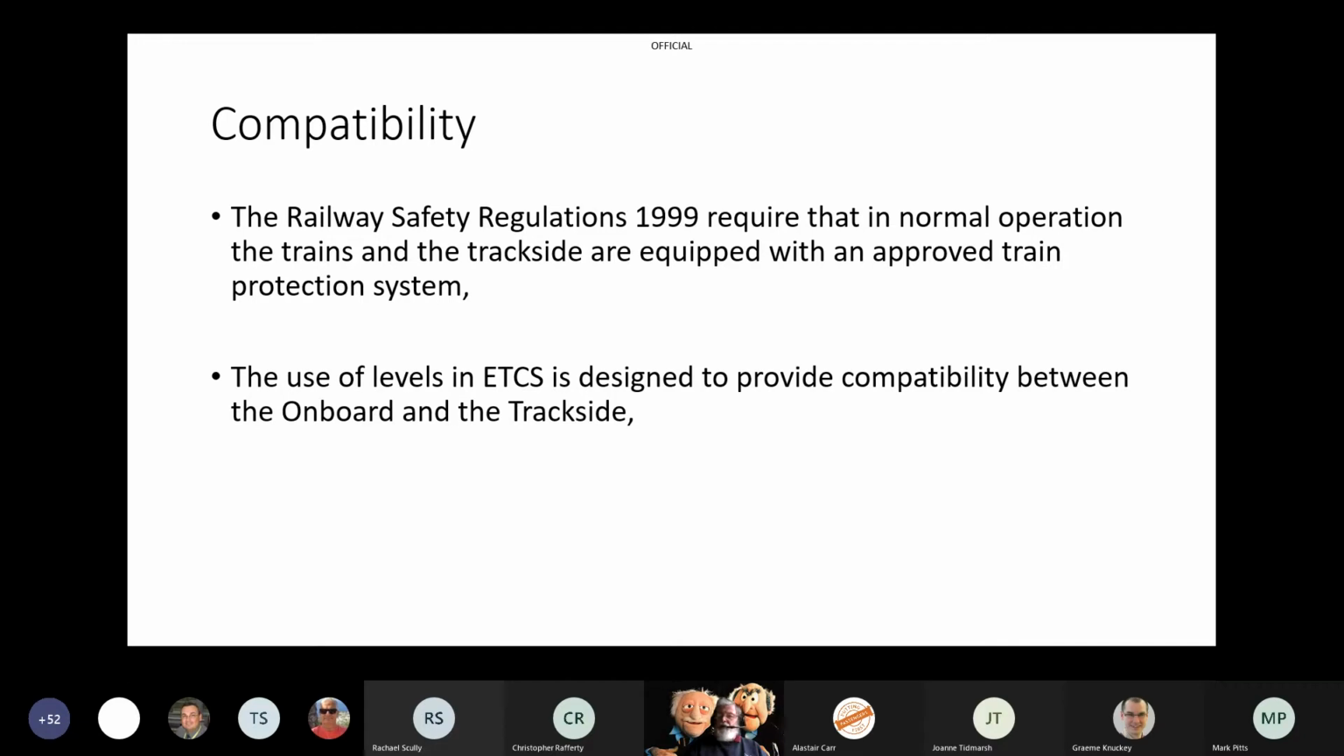So how are we going to make sure that the onboard and the trackside are compatible? Well, the first stage of the process is for the trackside to declare to the onboards what levels are supported.